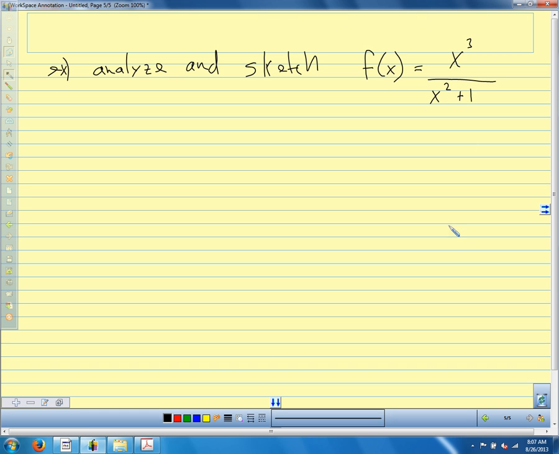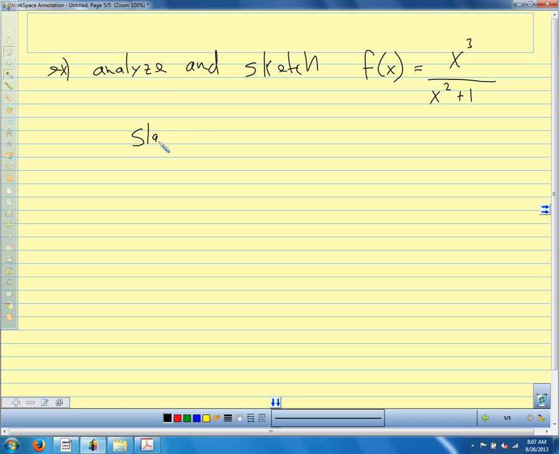So we want to analyze and sketch this function. We have this rational function. We can go through and find the minimum, maximum, and inflection points, that kind of thing. But there's one special thing that happens with this function. Anybody see what it is? There is a slant asymptote.